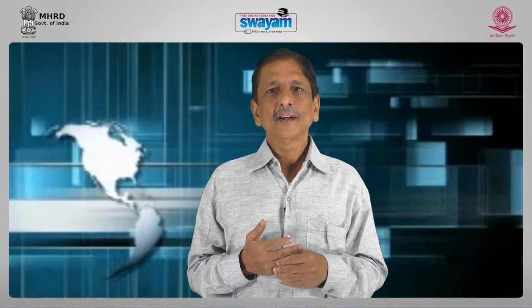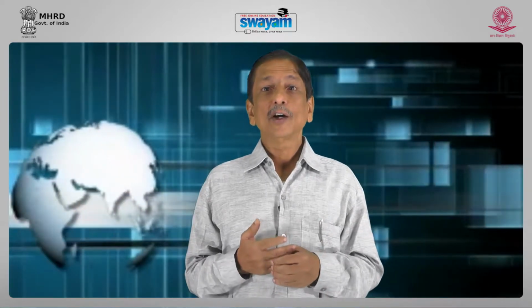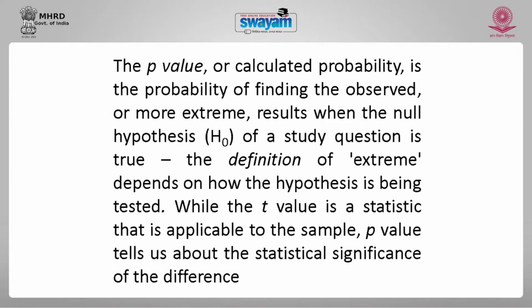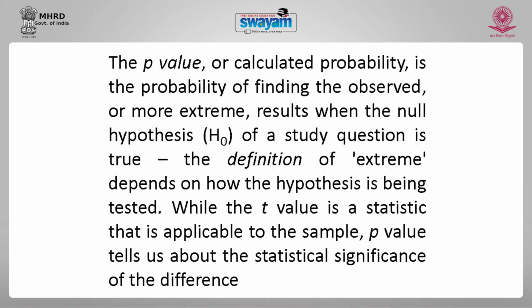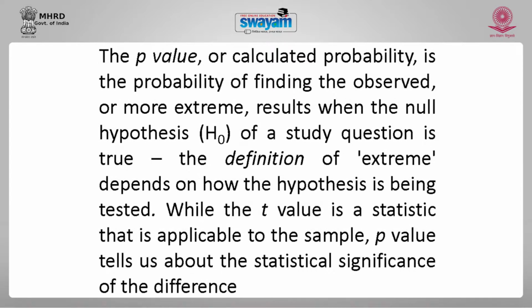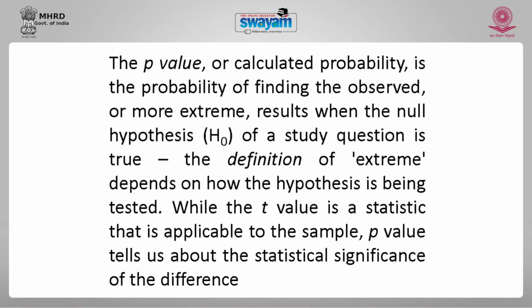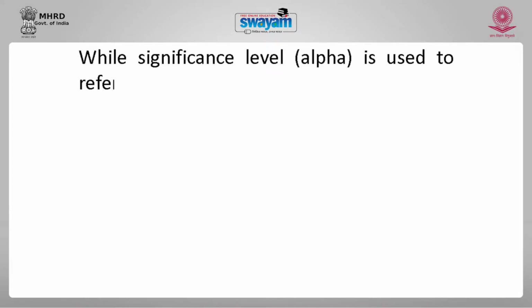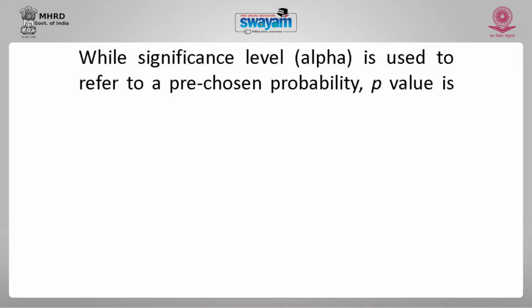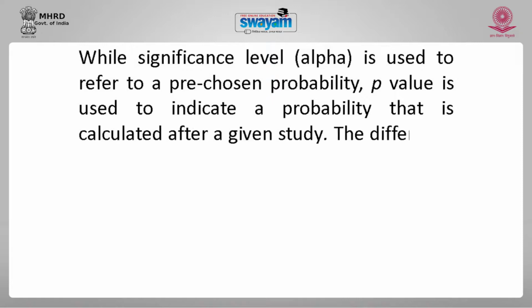The p-value or the calculated probability is the probability of finding the observed or more extreme results when the null hypothesis of a study question is true. The definition of extreme depends on how the hypothesis is being tested. While the t-value is a statistic that is applicable to the sample, the p-value tells us about the statistical significance of the difference. While the significance level refers to a pre-chosen probability, the p-value indicates a probability that is calculated after a given study.